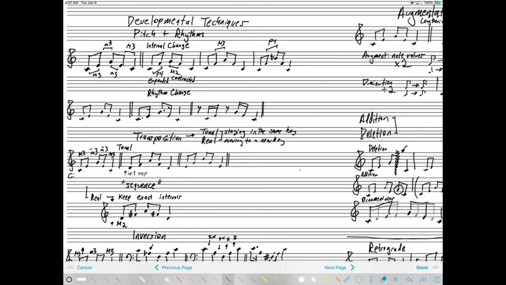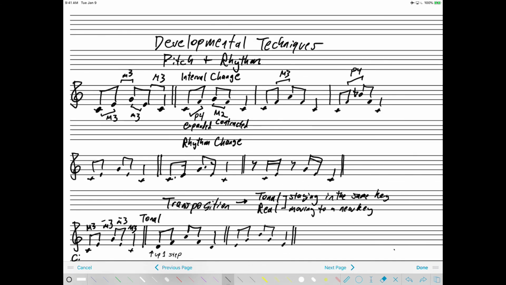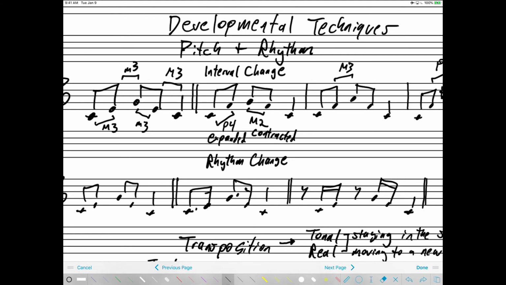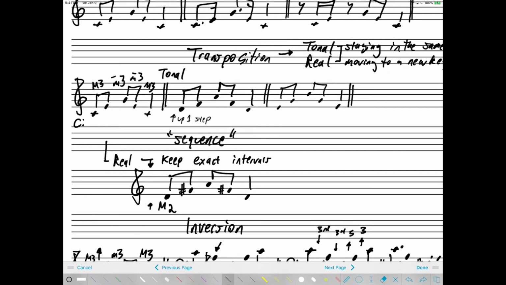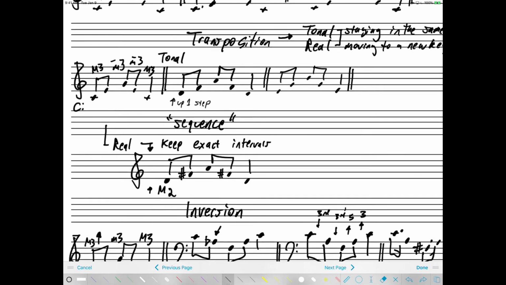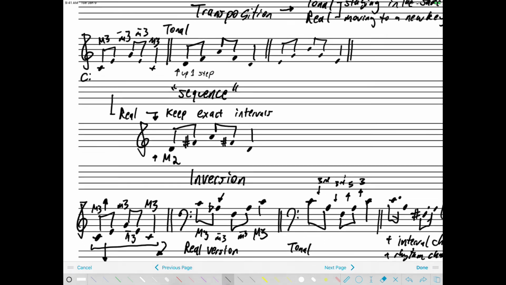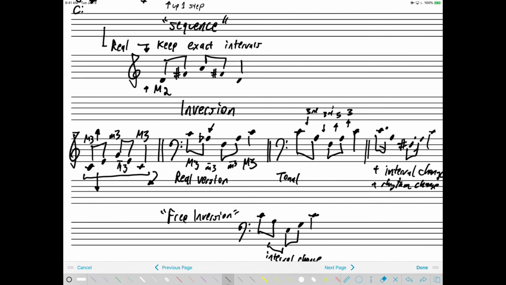developmental techniques. We began with stating that we're working mostly with pitch and rhythm here in terms of developmental techniques. And we saw first changing intervals in the motive, interval expansion and contraction. Then we saw rhythm change, freely changing the rhythm. We saw that we could have transposition and that this could be tonal or real. This also resulted in sequencing the motive. If it was tonal, it stayed in the key that you were in, and if it was real, then we ended up moving keys.